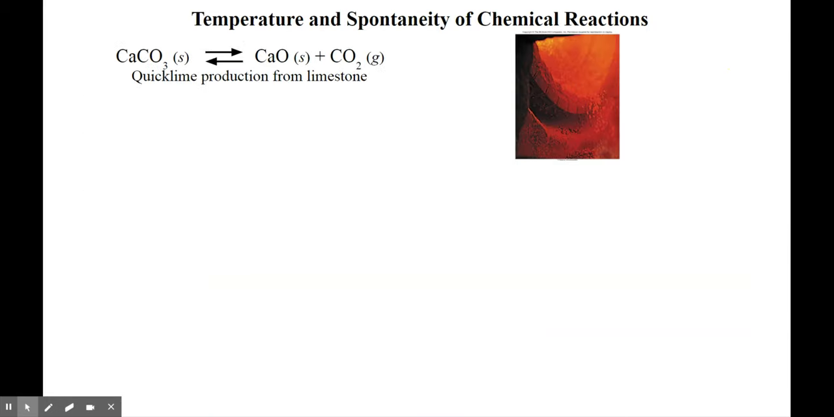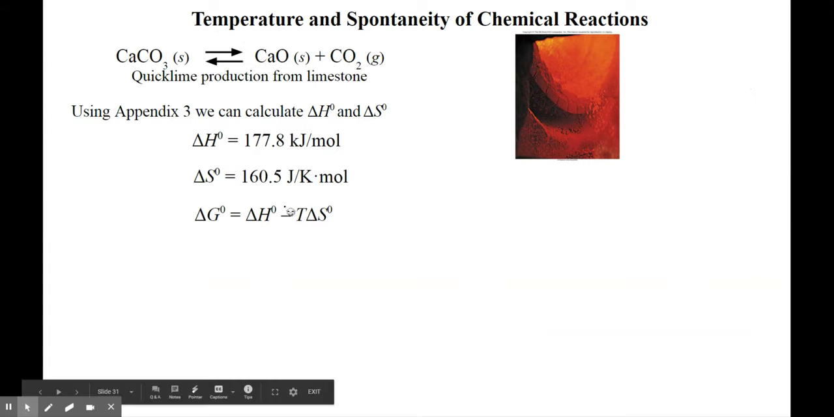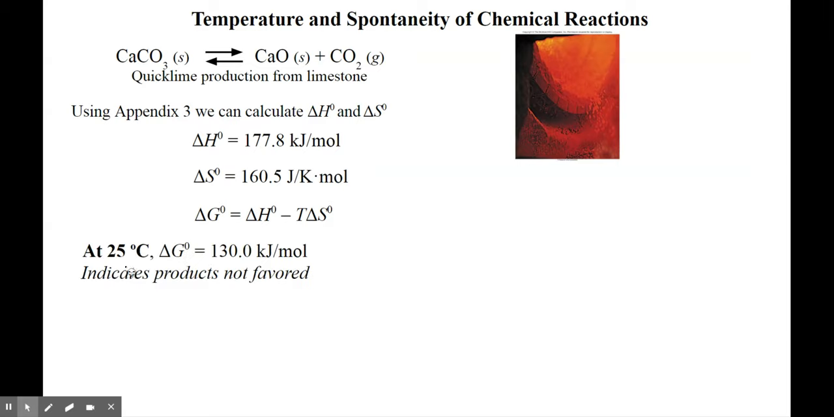Here's another example, looking at calcium carbonate. If you want to break it apart, you can simply heat it up, to calcium oxide and carbon dioxide products. Normally you wouldn't see this being spontaneous, because at normal temperatures it's not. So let's look up the values. Ta-da, there they are, and then let's use our equation. We have our delta H of 178. It's positive, so that doesn't generally favor spontaneity, but the entropy of this reaction is 160, which does favor spontaneity. At 25 degrees, at standard conditions, the delta G is positive 130, and because it's positive, it's not favored.